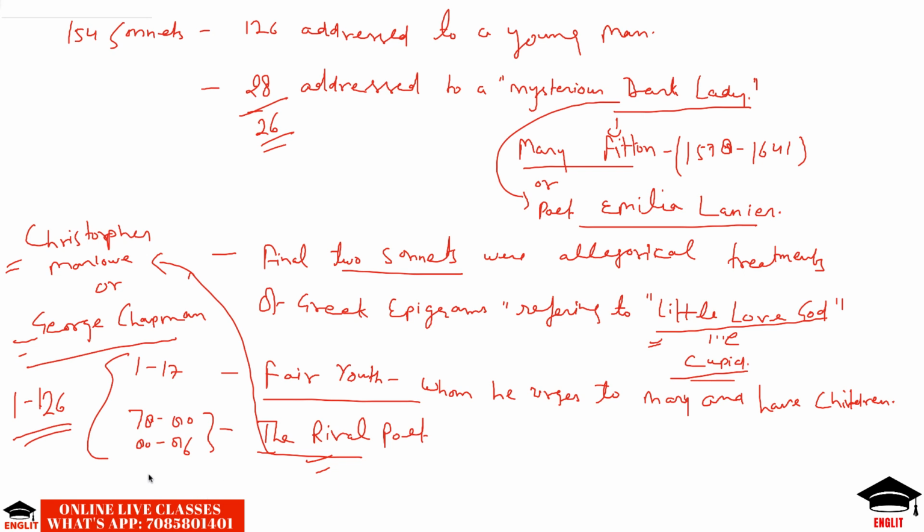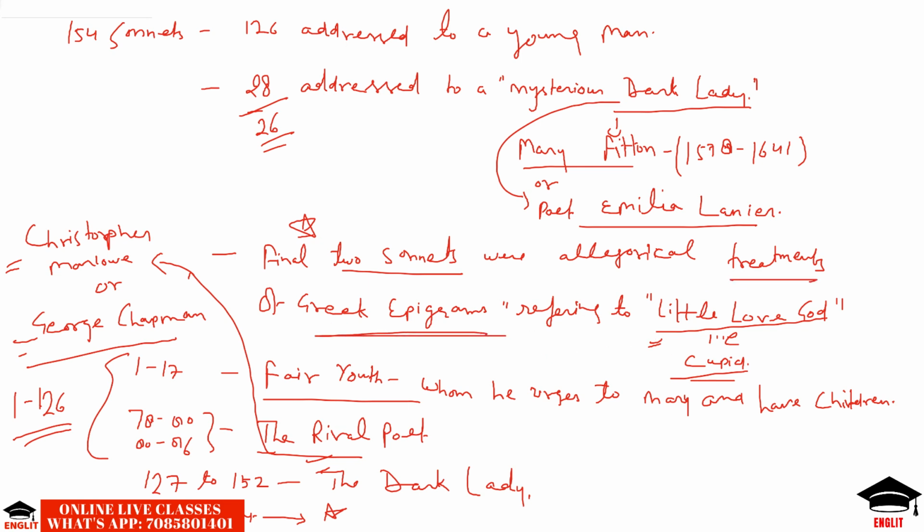Sonnets 127 to 152 were addressed to the dark lady. And the last two, 153 and 154, were the allegorical treatment of Greek epigrams, which referred to Cupid, the love god. So this is the division of the 154 sonnets.